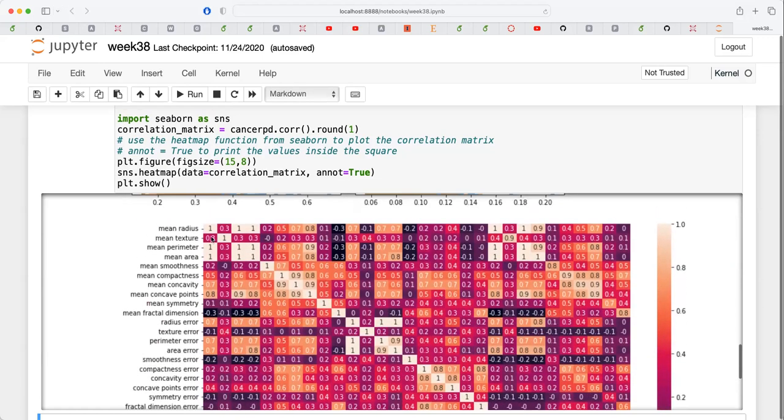But you can see now this is the mean radius. Along the diagonal is always 1. But you see now the mean area, which is this one, there's a correlation of 1. And if you look at the mean perimeter, there's a correlation of 1 between the mean radius and the perimeter, which is reasonable because the area is proportional to the radius, and the same with the perimeter. So you will see some features which are strongly correlated and some which are less.